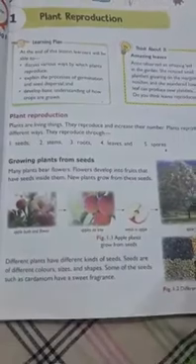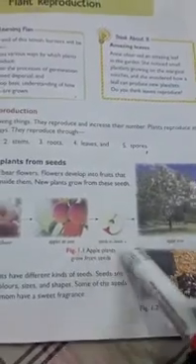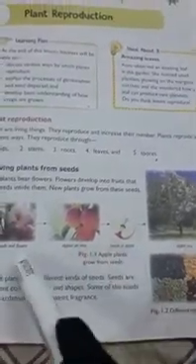Before starting today's topic, that is seed dispersal, we'll just recall whatever you have learned in your earlier class. So children, we have seen how plants are grown from seeds. For example, here is given the example of apple. Apple plants grow from seeds. Then we have done this activity, parts of a seed, which we have understood.